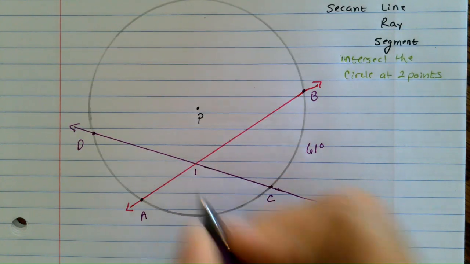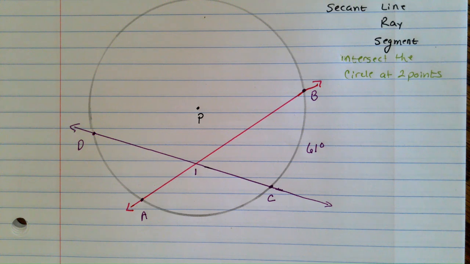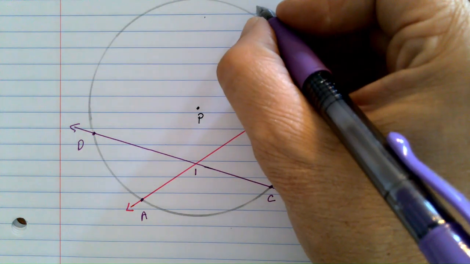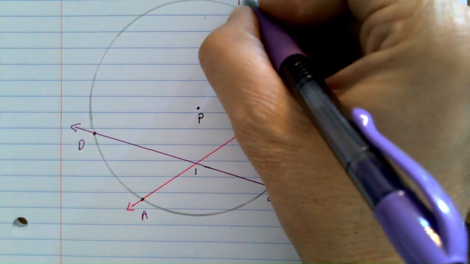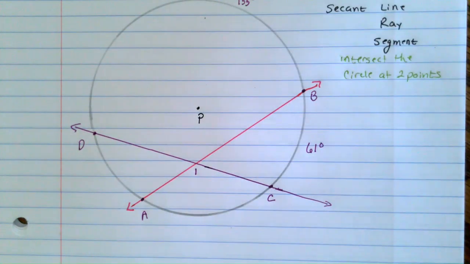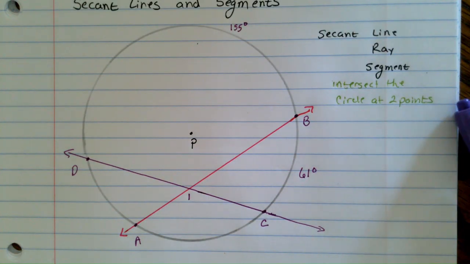And I'll put an angle 1 here. The question is could I get that angle right there? Could I find it? And that can be a little daunting, maybe not. Okay. The other thing is we're going to make this one up here 155 degrees.